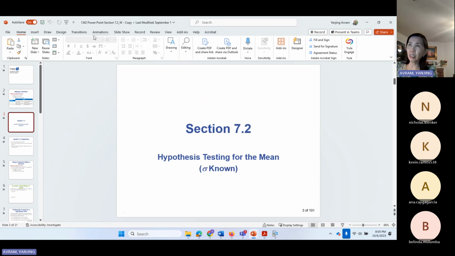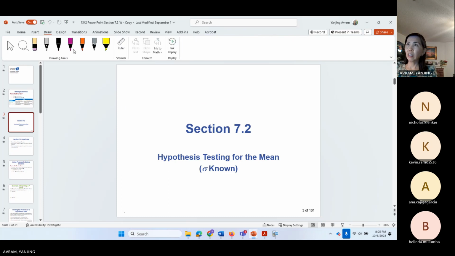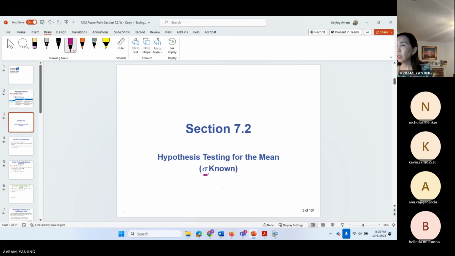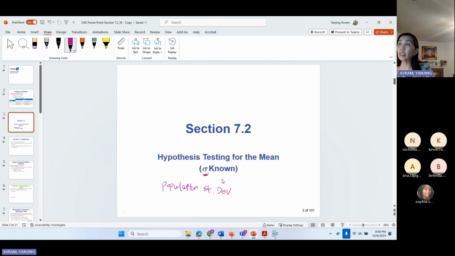So anyone still remember what sigma represents? It's the population standard deviation, okay? So knowing the sigma is very, very important. Actually, this chapter and the last chapter are kind of similar. When the sigma is known, we use the z-test. In the last chapter, when the sigma is known, we used the z-interval, okay? So this has something similar with the last chapter, which is the sigma.